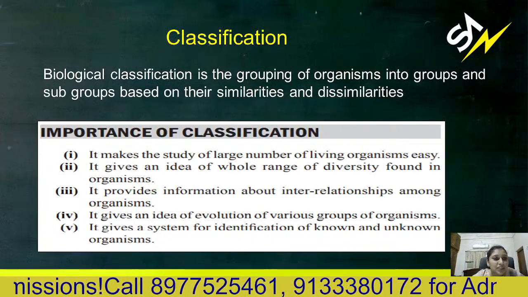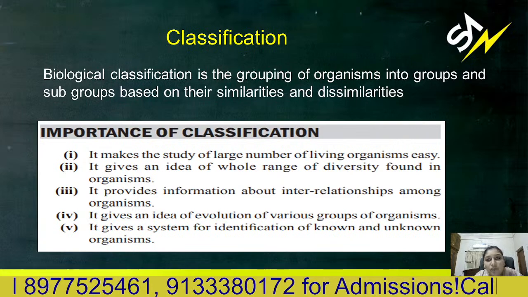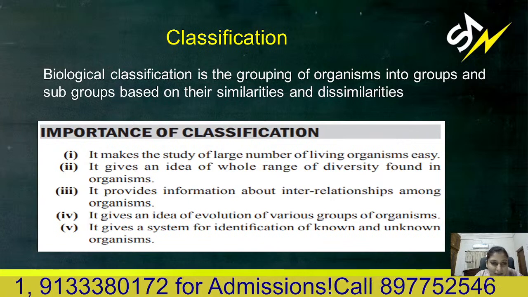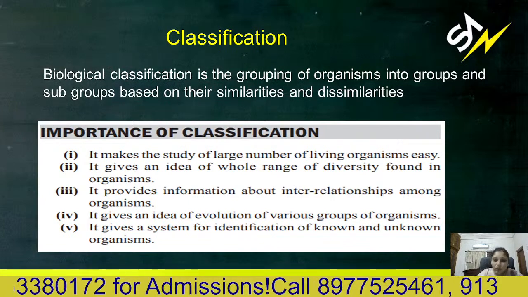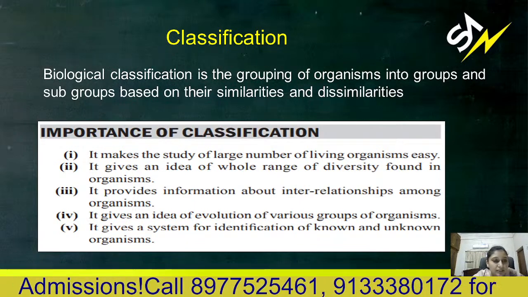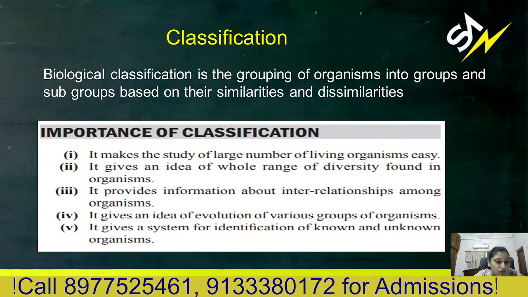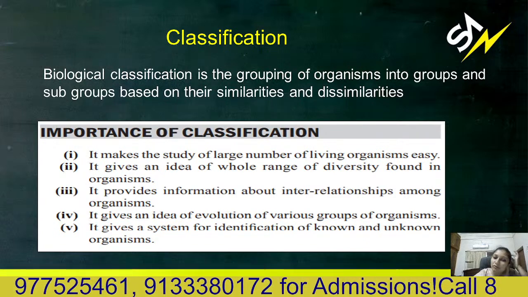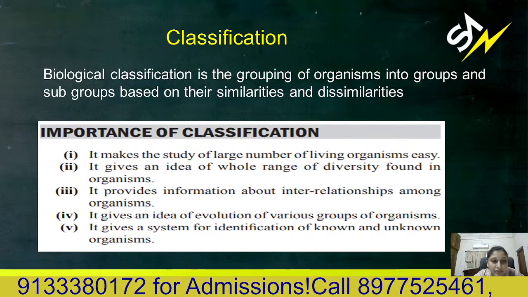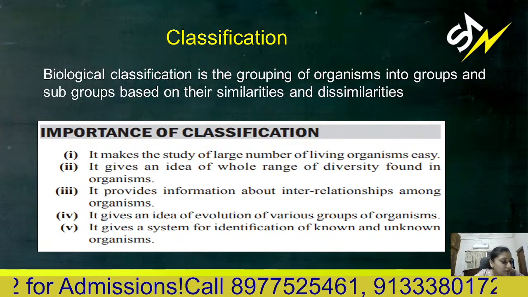So, what is classification? Biological classification is the grouping of organisms into groups and subgroups based on their similarities and dissimilarities. What is the importance of classification? It makes the study of the large number of living organisms easy. It gives an idea of the whole range of diversity found in organisms, and provides information about the interrelationship among the organisms. What is that called?